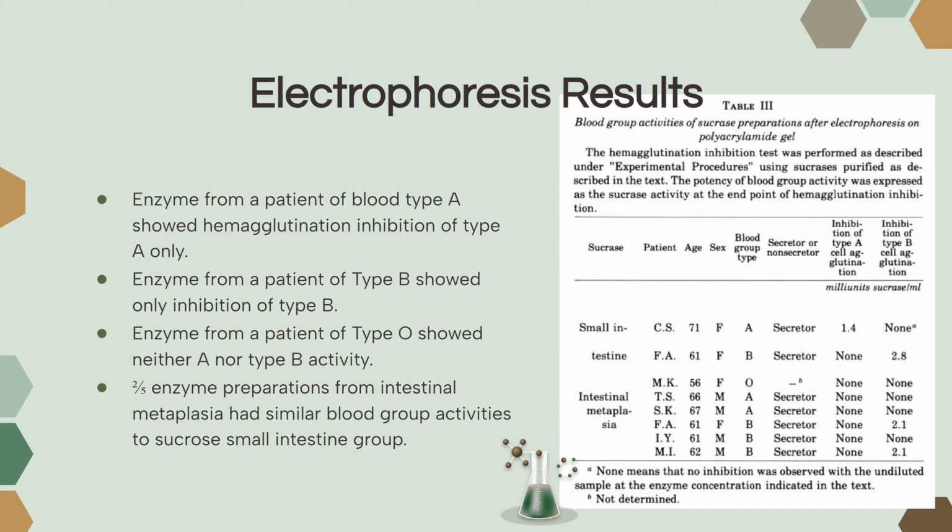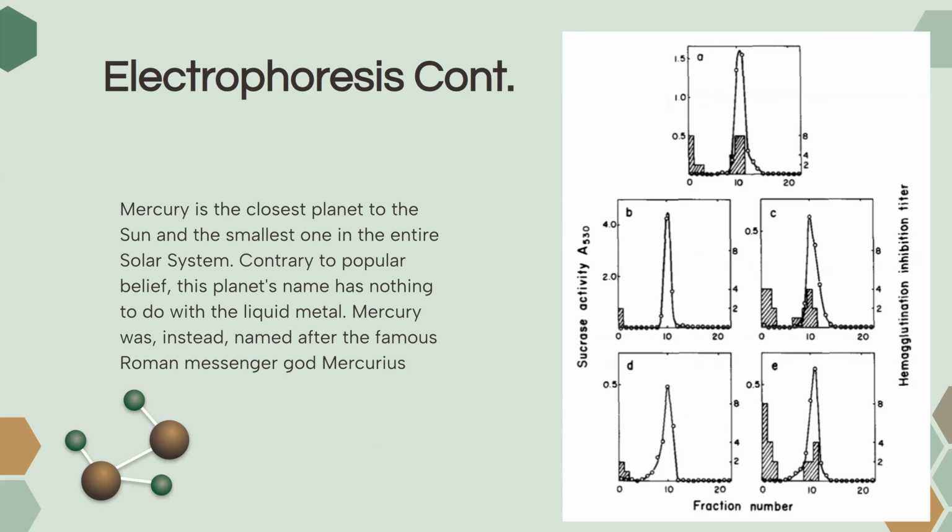Now, as for the blood group activities of the 5 enzyme preparations from the area of intestinal metaplasia, preparations from 2 patients of type A blood showed no type A or B activity. One of the 3 preparations of type B showed neither type B nor A activity, whereas the other 2 preparations showed type B activity but no type A activity.